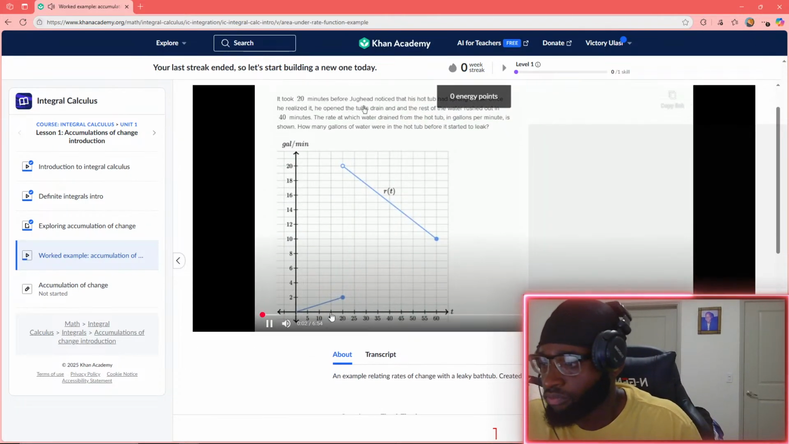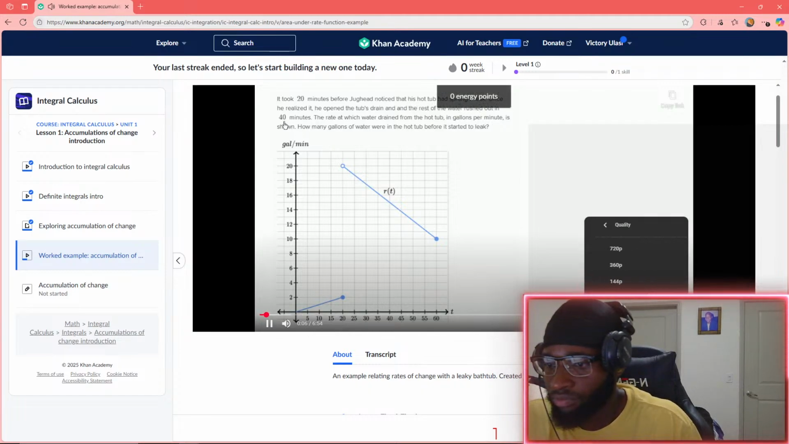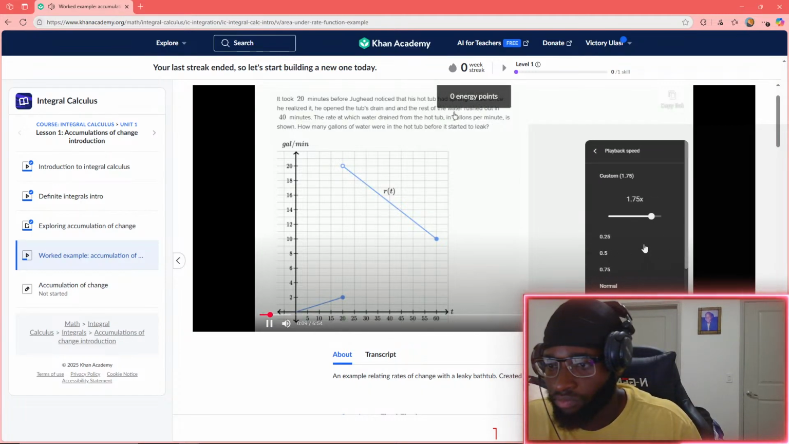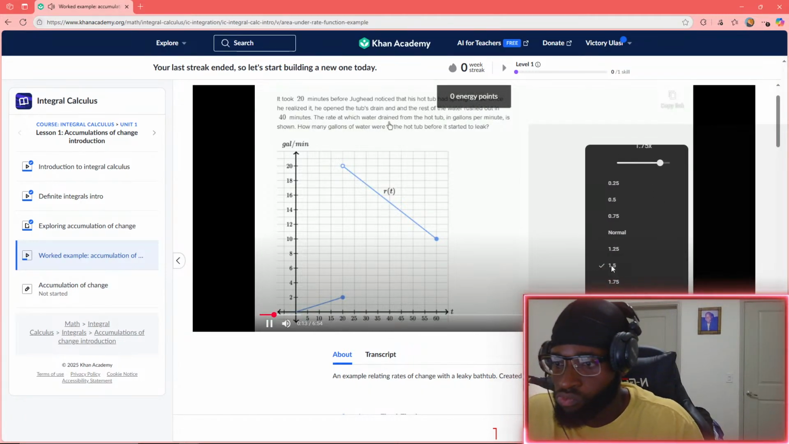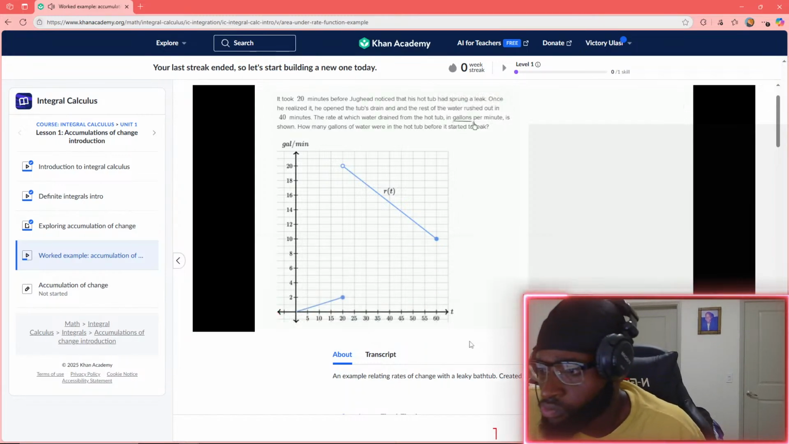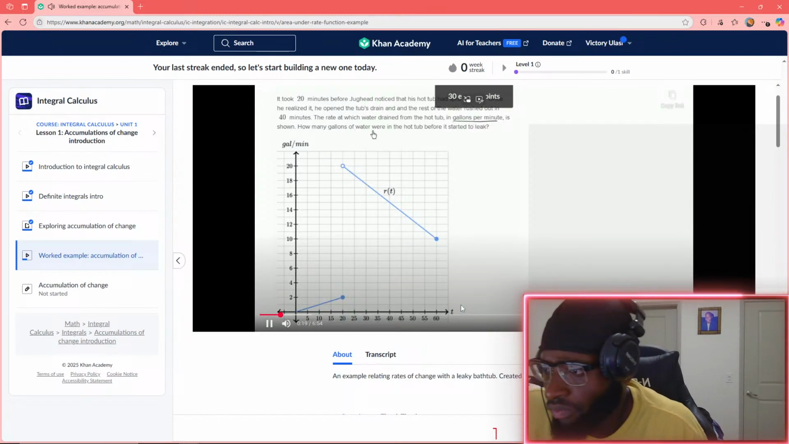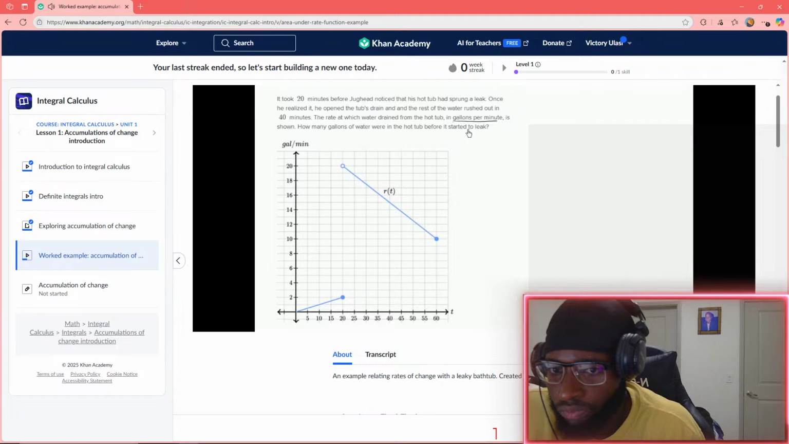It took 20 minutes before Jughead noticed that his hot tub had sprung a leak. Once he realized it, he opened the hot tub's drain and the rest of the water rushed out in 40 minutes. The rate at which the water drained from the hot tub, in gallons per minute, is shown. How many gallons of water were in the hot tub before it started to leak?